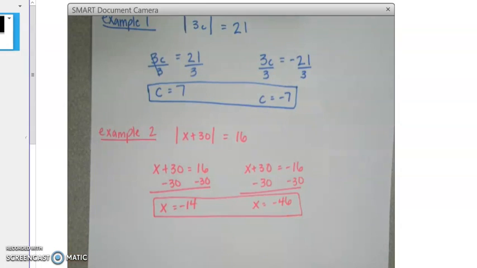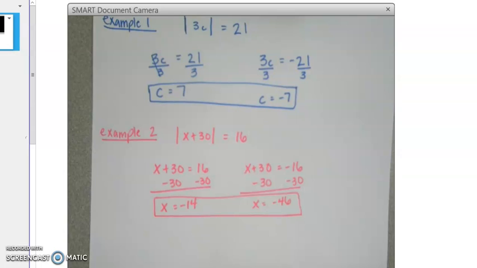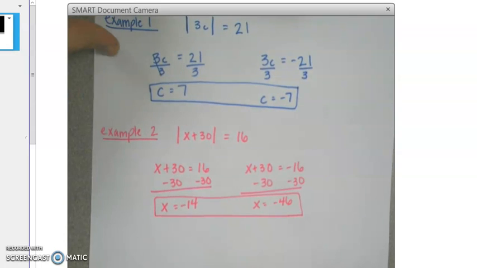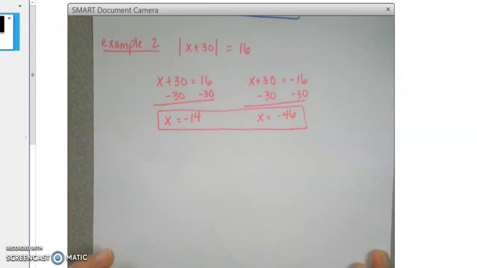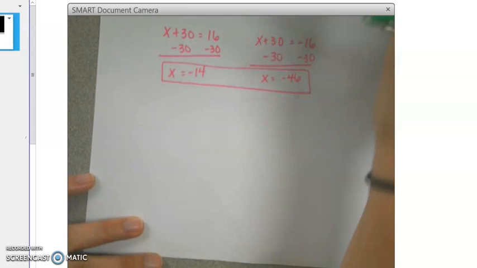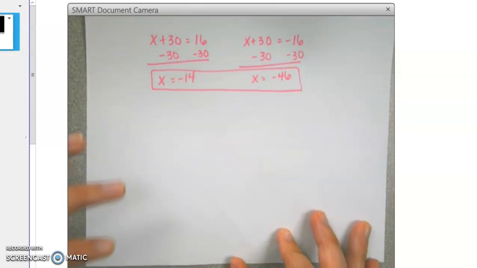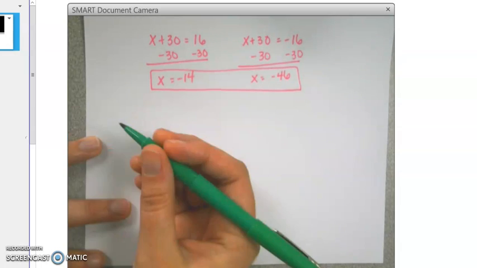All right, we'll do another one. I just want to do a few examples, that way you feel comfortable with these. But they're very easy once you get the hang of it. You're just taking the equation you have, turning it into two equations, a positive one and a negative one, and then solving.